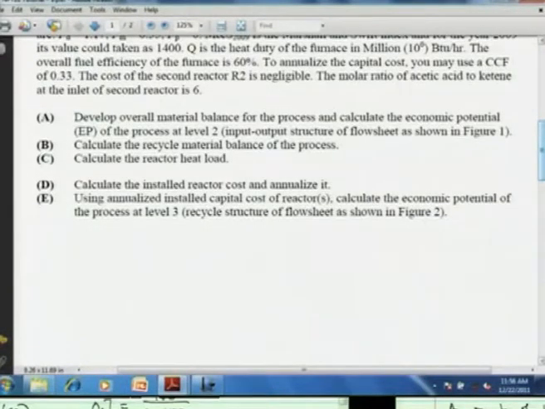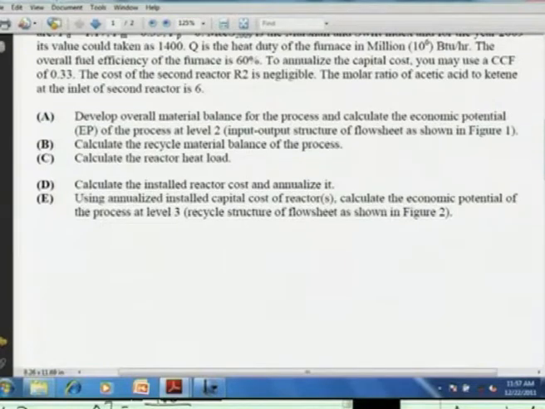First is developing of the overall material balance for the process, as we did in the previous module, and calculate the economic potential of the process at level 2, the input output structure. Now, in the figure that I will show, this flow sheet will be shown. Okay. Now, calculate the recycle material balance of the process, then calculation of the reactor heat load, then determination of the installed reactor cost and then annualizing it, and finally using the annualized capital cost and the cost of all the other process flows, calculation of the economic potential of the process at level 3, that is the recycle structure of the flow sheet.